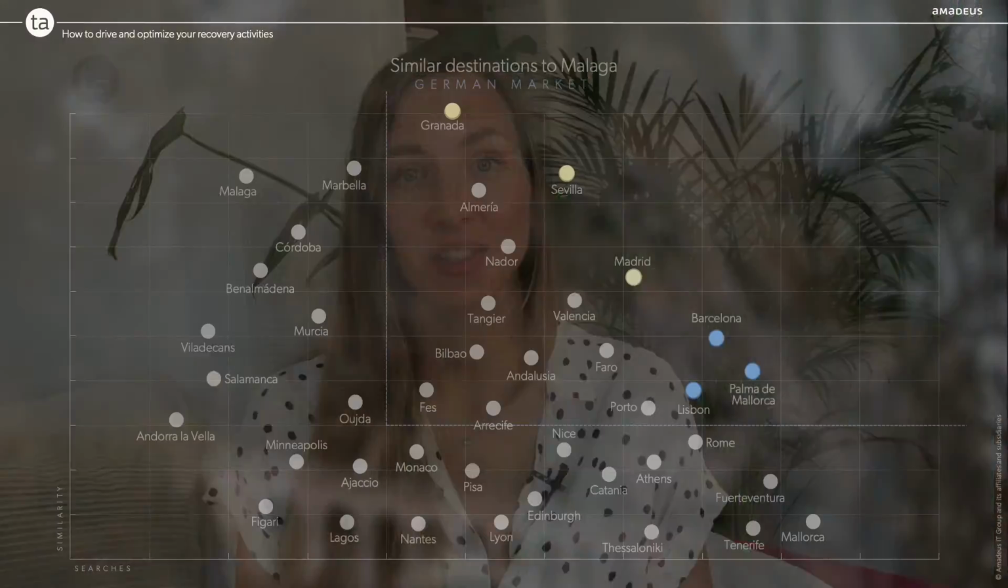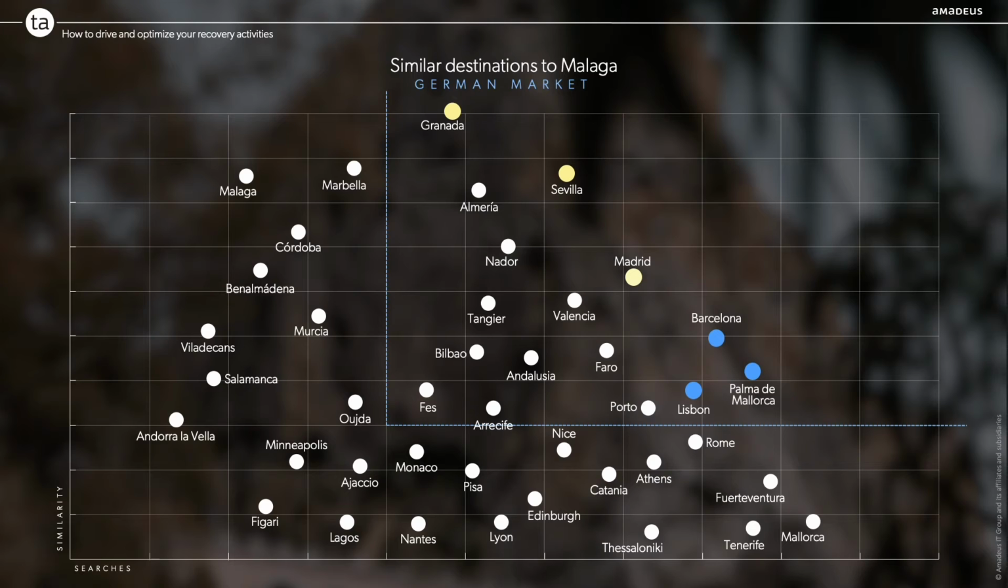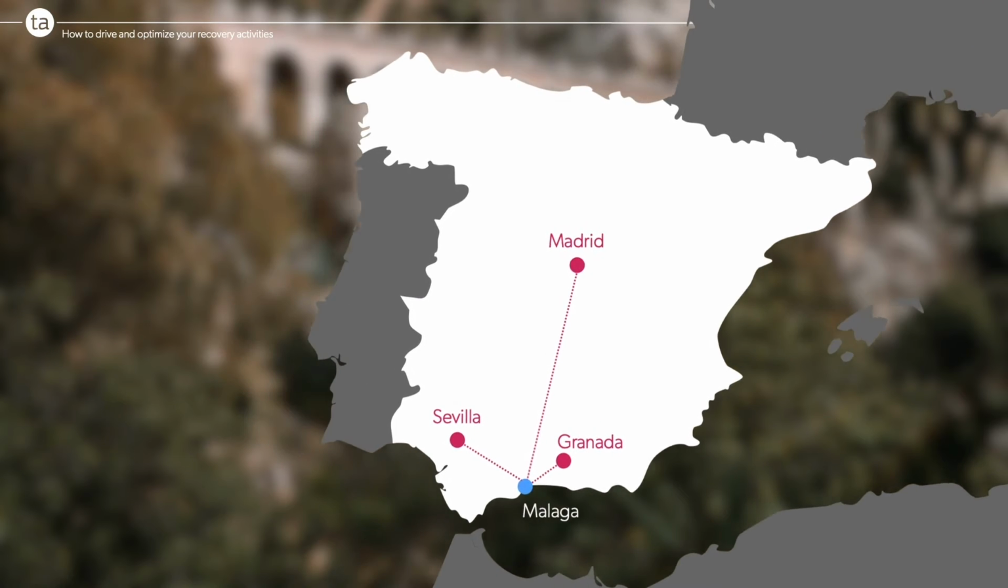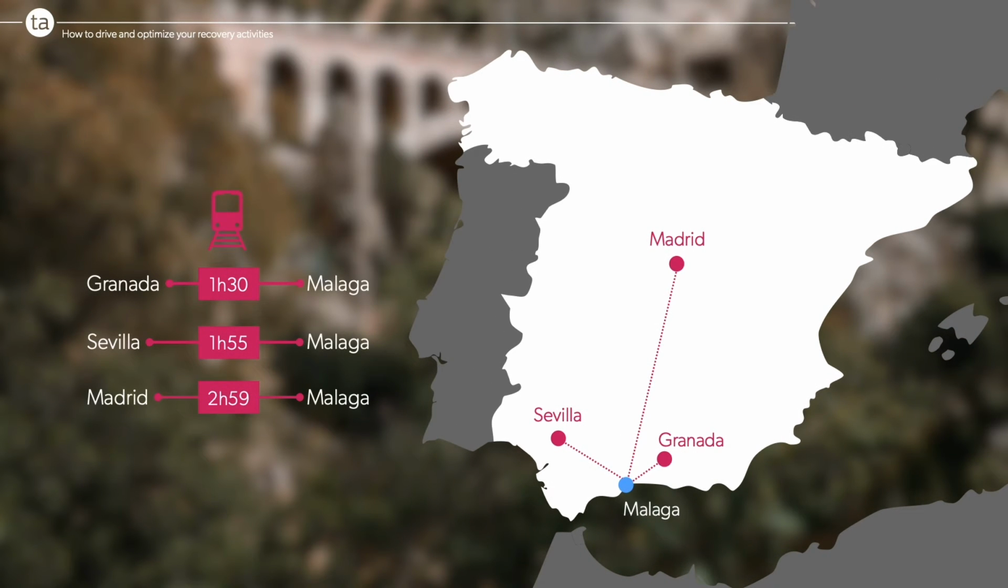Let's not forget about Sevilla and Granada. These 2 cities are actually the most similar when looking at the German traveler behaviors. We can also maybe add Madrid to this group as it is very similar and it has an overall high number of searches. When we're checking the map, we can see that all these 3 destinations are very well connected to Malaga, and travelers can easily reach it within a couple of hours using car or train.